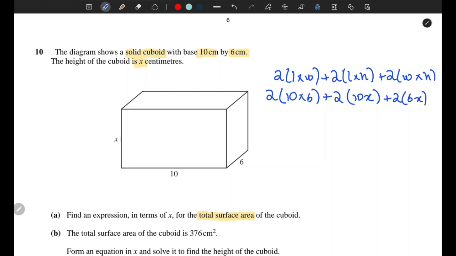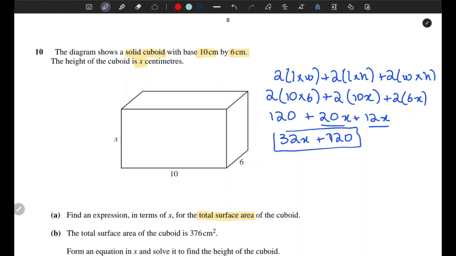Multiply everything out, this becomes 60, 60 times 2 is 120, plus 2 into 10x, which is 20x, plus 2 into 6, which is 12x. Okay, and so combine all the like terms, which is this and this, so you get 32x plus 120, and that is your final answer.